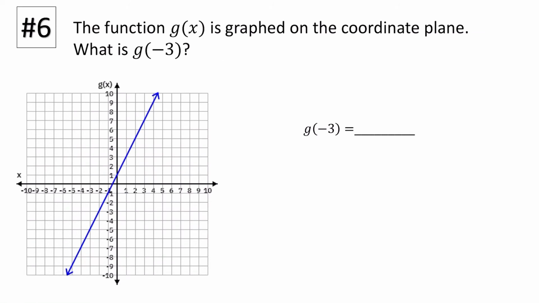So now it gives me the function g of x, which is graphed on the coordinate plane. It says, what is g of -3? So remember, this is giving me an x value. So it's saying, what does y equal? Okay, because remember, g of x equals y. So this is saying, what does y equal when x equals -3?